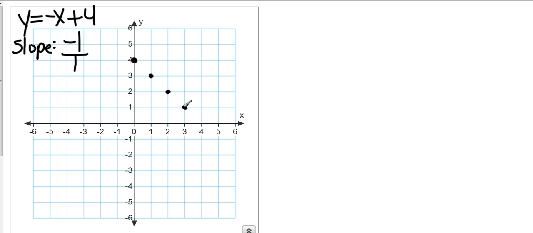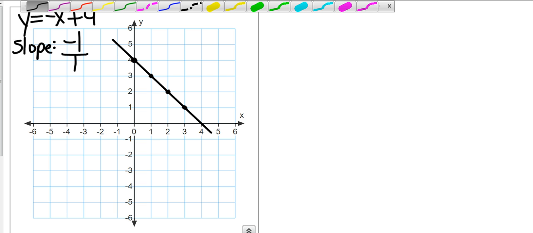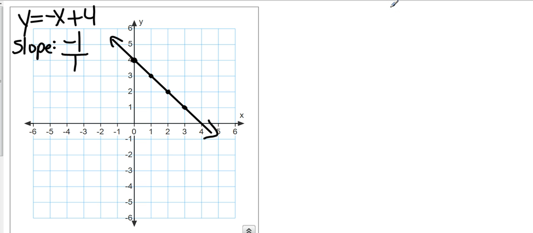Now I put 4 dots on here. All you need is 3, but we'll just make a pretty good line there. And that's our line of y equals negative x plus 4. Again, y-intercept of 4. Slope goes down 1 to the right 1. Again, that was number 36. So let's look at number 37.